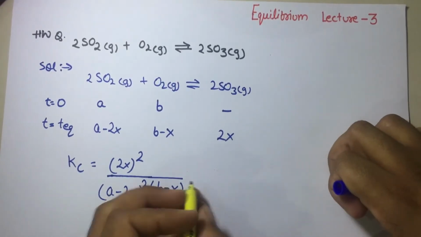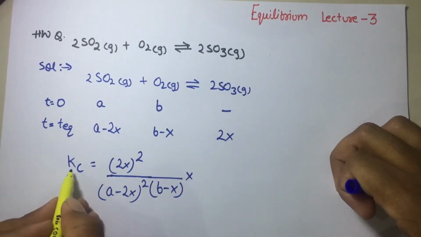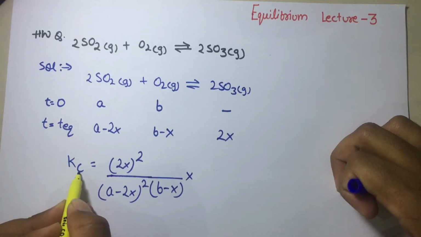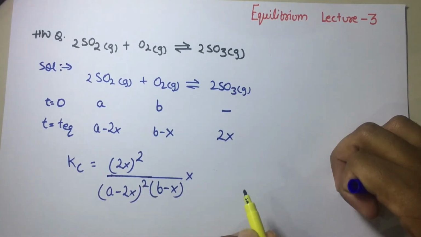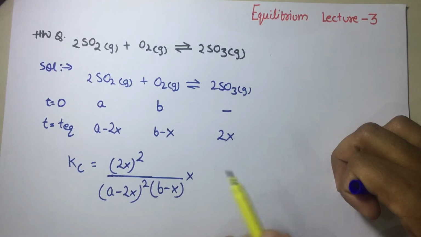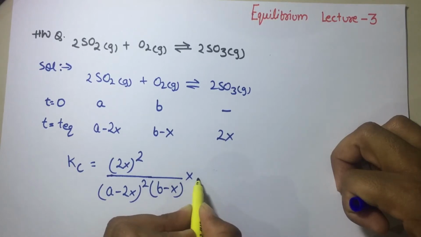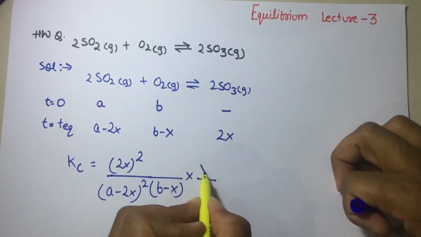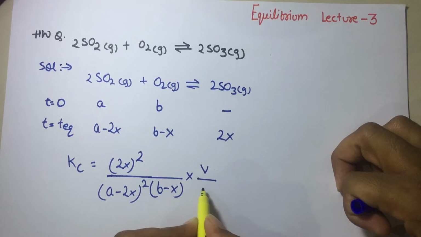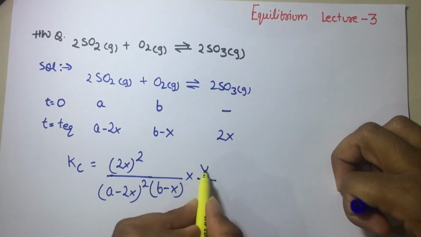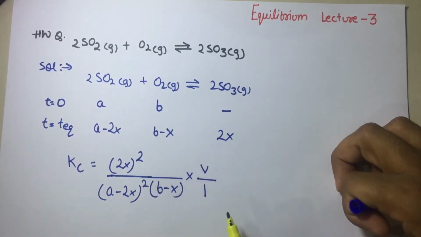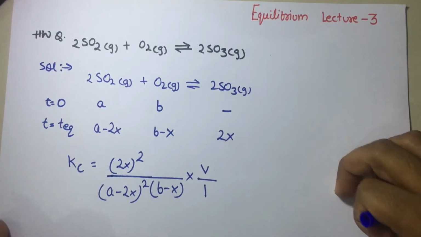Now I have said that if we are writing Kc, then we multiply volume on the side having fewer terms. Here we have 2 terms, here we have 3 terms. So we have to multiply volume in the numerator because in the numerator the number of terms is less. Is it clear to you?